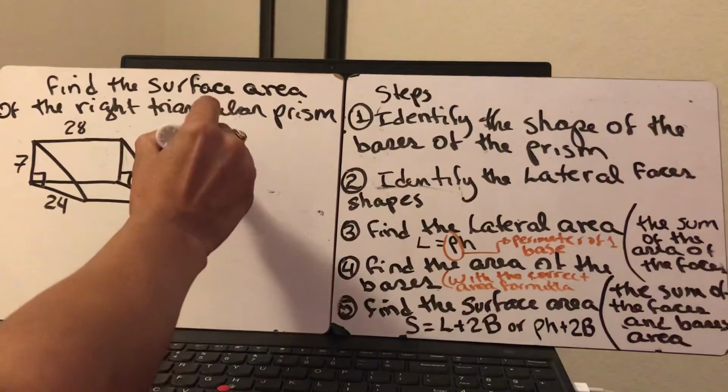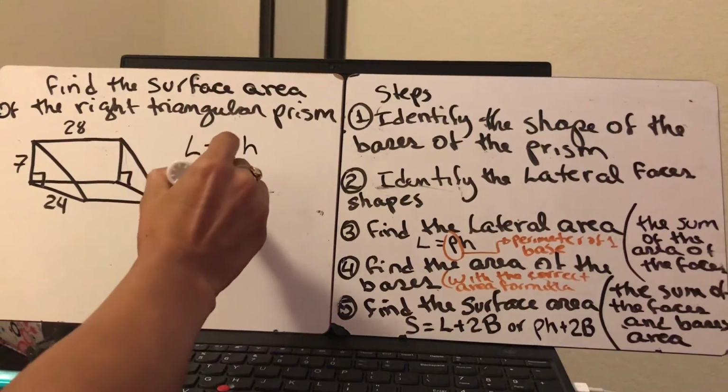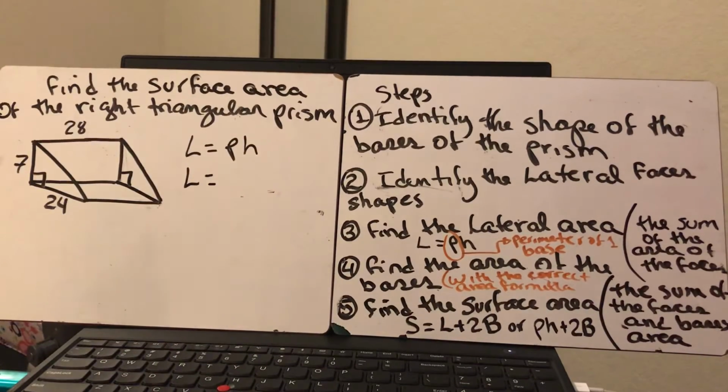I'm going to start with L equals PH. So the lateral area again is going to be the perimeter of my base. And what is the perimeter of the base? Well, I see I have a 7 and a 24, and I do not have this here. The perimeter, remember, is the sum of all the sides, and I'm only doing it for one base. So I ask myself, what do I need to do in order to find that perimeter? Well, you need the hypotenuse, clearly, because that's a right triangle.